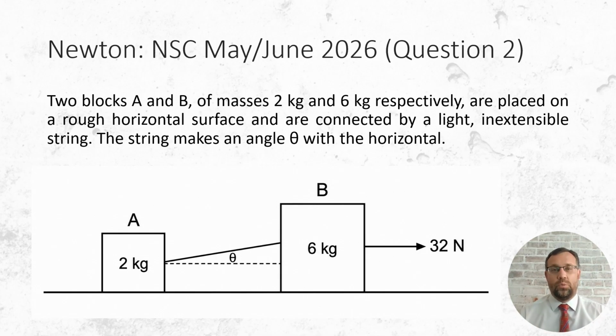Let's continue with question 2. This question counted 20 marks in total. Two blocks, A and B, of masses 2 kilograms and 6 kilograms respectively, are placed on a rough horizontal surface and are connected by a light inextensible string. The string makes an angle theta with the horizontal.